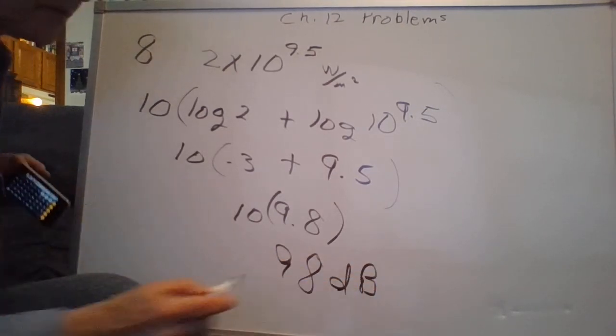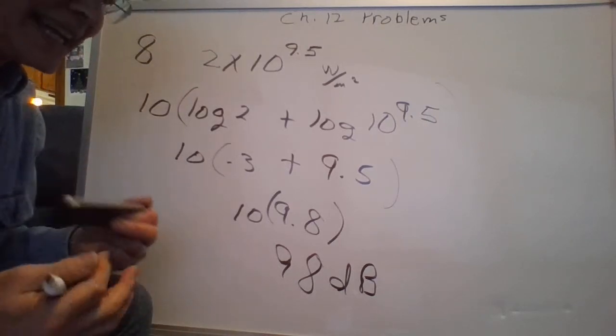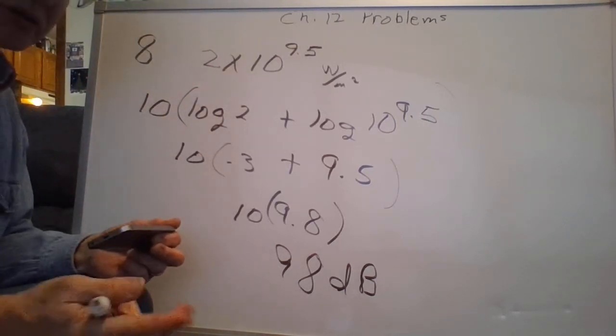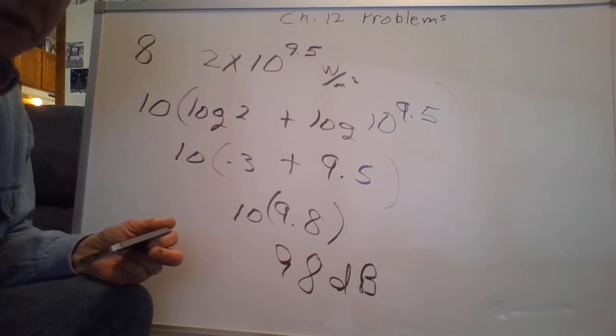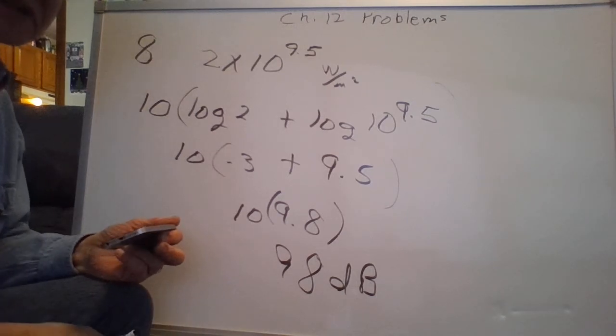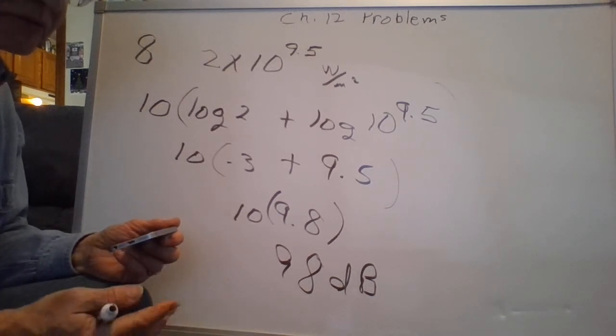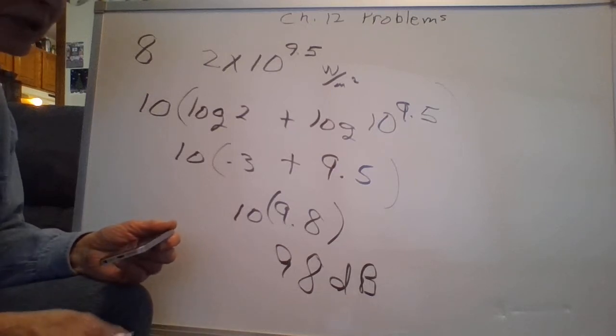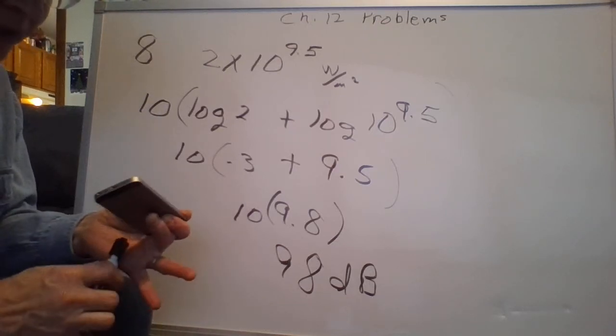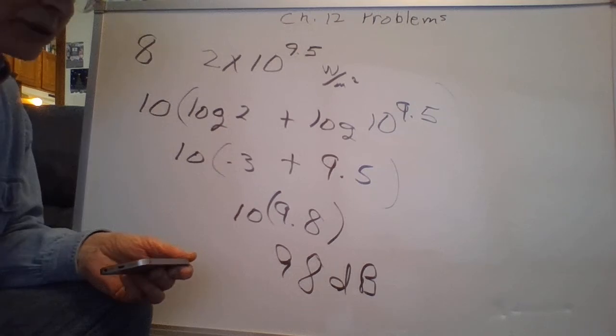It's interesting that one trombone is 95 dB. 2 trombones, just add 3 dB. That's how easy it'll be on the test. We'll just have twice as much of something. Twice as much of something only raises the sound intensity by 3 decibels.